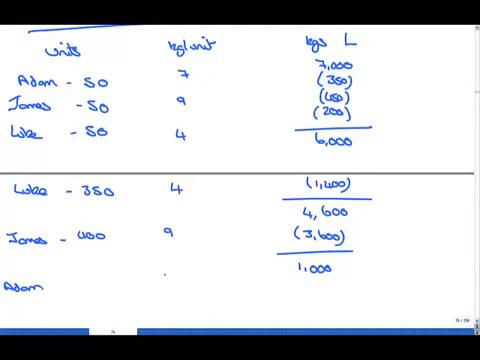Now Adam needs 7 kilos to make a unit. So with his 7 kilos, we need to work out how many he can make with 1,000 available, and basically that works out at just over 142. So he'll be able to make 142 batches of Adam.